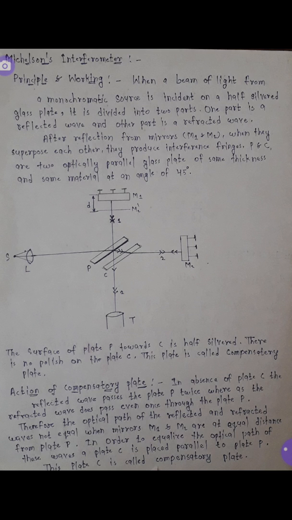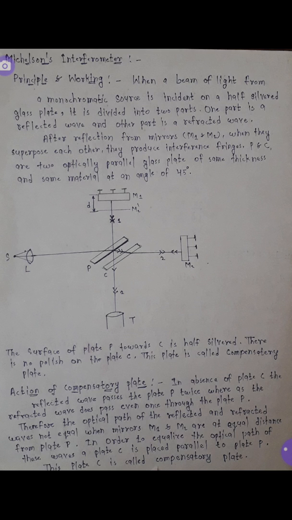P and C are two optically parallel glass plates of the same thickness and same material at an angle of 45 degrees. The surface of plate P towards C is half silvered. There is no polish on plate C. This plate is called the compensatory plate. Action of the compensatory plate.